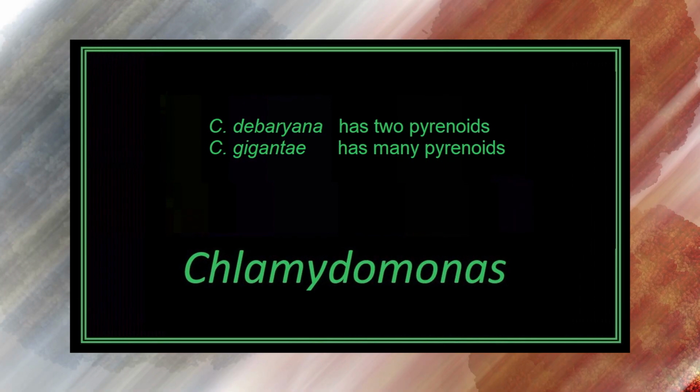It is generally associated with a pyrenoid covered with starch plates. But sometimes pyrenoids can be more than one. The pyrenoids are two in Chlamydomonas debaryana and many in Chlamydomonas gigantea. They play a role in polymerization of glucose produced through photosynthesis. In the chloroplast, there are 2 to 6 thylakoids which join to form a granum.